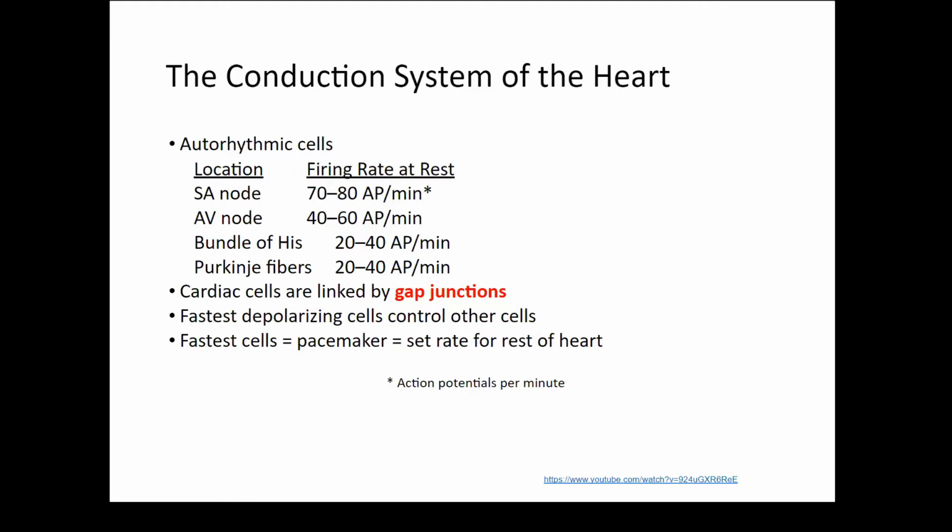The bundle of His and the Purkinje fibers, so two of our conduction fibers going down through the ventricles, could also fire, but they're really slow, 20 to 40 action potentials per minute. So that really wouldn't be enough for your heart to function, and it's overridden by both the SA node, or if the SA node fails, by the AV node.